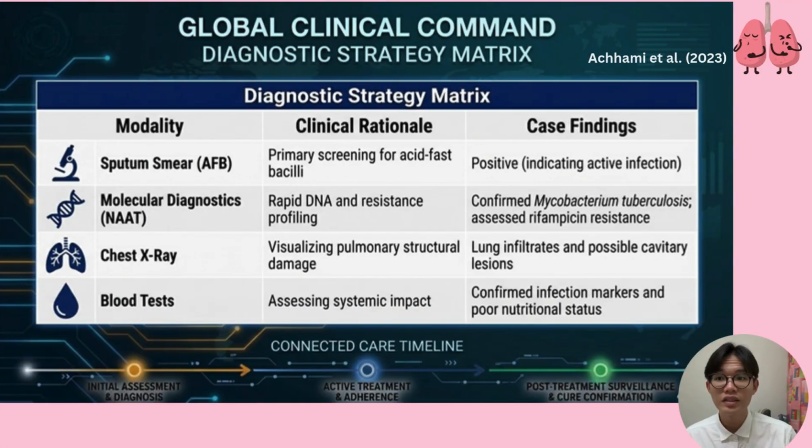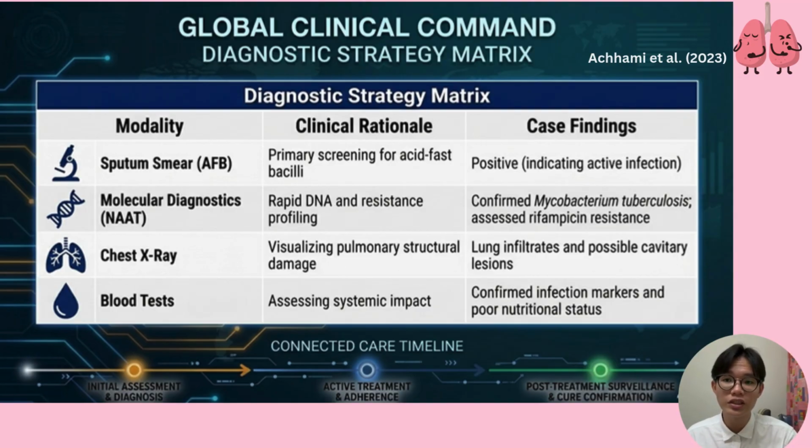To confirm the diagnosis, several laboratory and diagnostic investigations were carried out. First, sputum samples were collected for acid-fast bacilli smear microscopy, and the result was positive, indicating active tuberculosis infection. Next, molecular diagnostic testing using Xpert MTB/RIF was performed. This test is highly important because it can rapidly detect Mycobacterium tuberculosis, the bacteria that causes tuberculosis, and also identify rifampicin resistance within a few hours, which is very efficient.